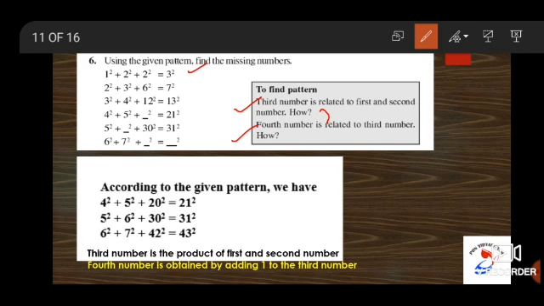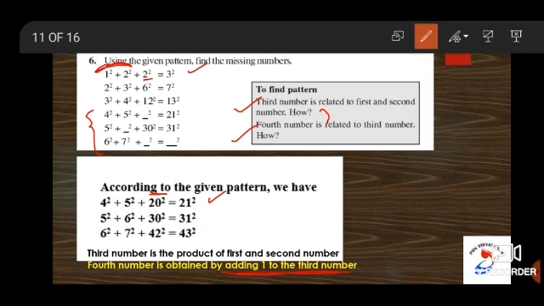So what can you understand here? How can you obtain the third number? The third number is obtained by multiplying first and second number. So 1 into 2, that is 2. And how is the fourth number obtained? Fourth number is obtained by adding 1 to the third number. So we have to fill in for these 3. So 4 into 5, that is 20. On adding 1 to 20, your result will be 21. So 4 square plus 5 square plus 20 square equal to 21 square.